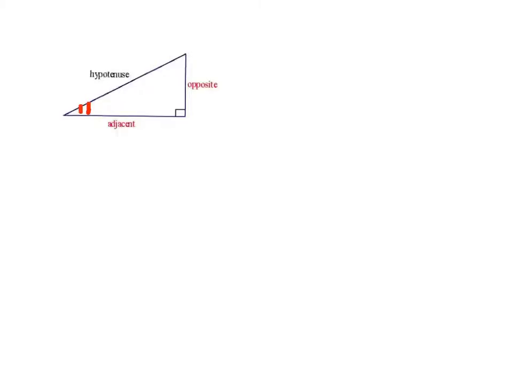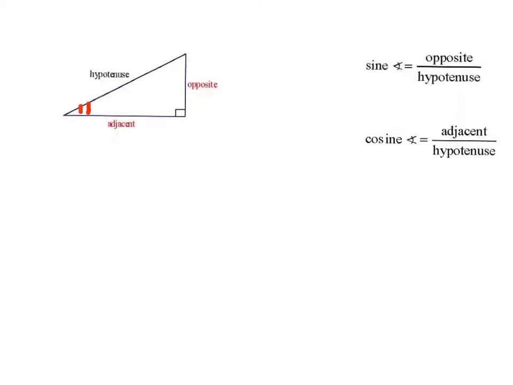So based on those definitions, the sine, the cosine, and the tangent are the three ratios that we use. The sine is defined to be the ratio of the opposite to the hypotenuse. The cosine is defined to be the ratio of the adjacent to the hypotenuse. And the tangent is defined to be the ratio of the opposite to the adjacent.